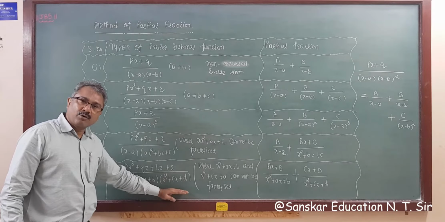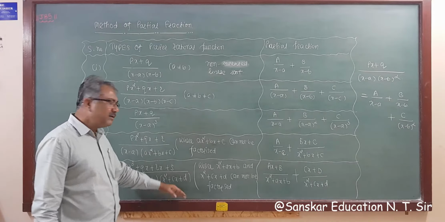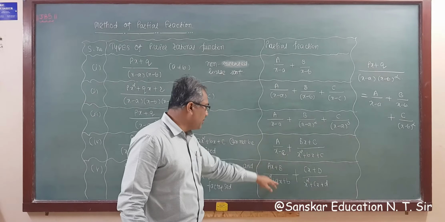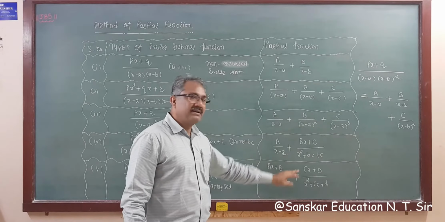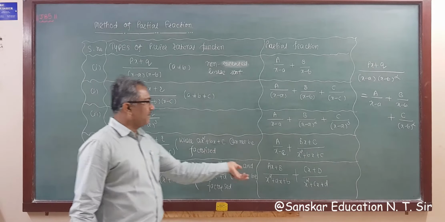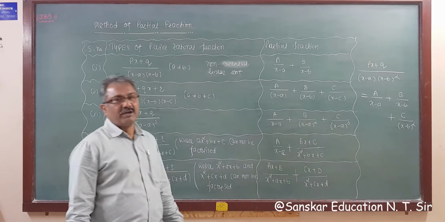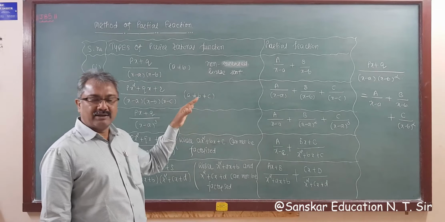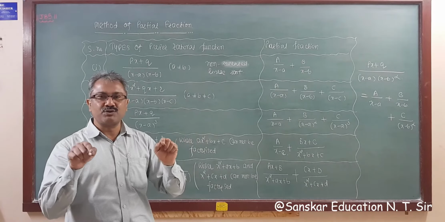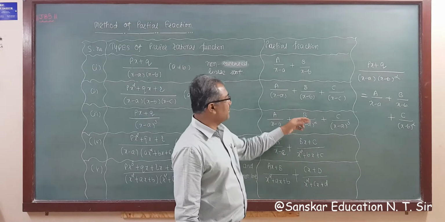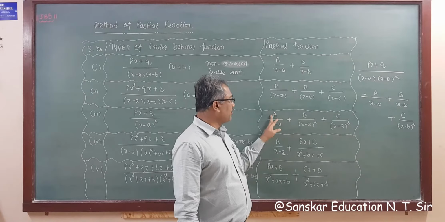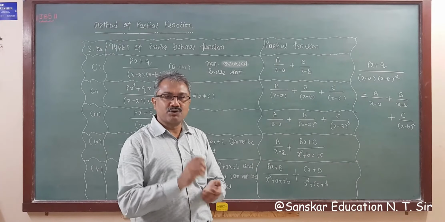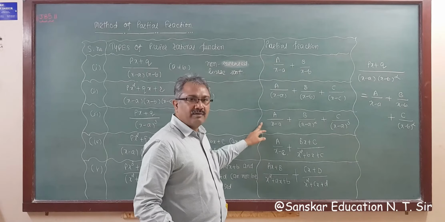Now for non-repeated quadratic factors, similarly for each quadratic you have to take the ax plus b form. So ax plus b upon x square plus ax plus b, and cx plus d upon another quadratic form. So after writing your given expression in this way, what do you have to do? Then you have to find these constants. Suppose this question is there, then you have to find a, b and c, and for that you have many methods. I will explain that on numericals.